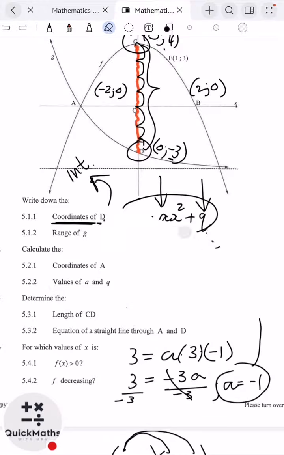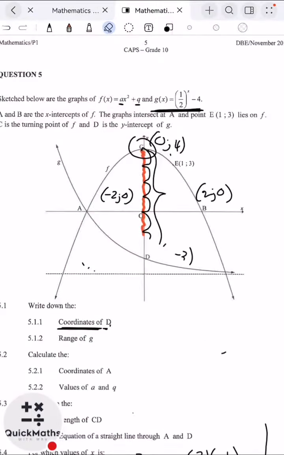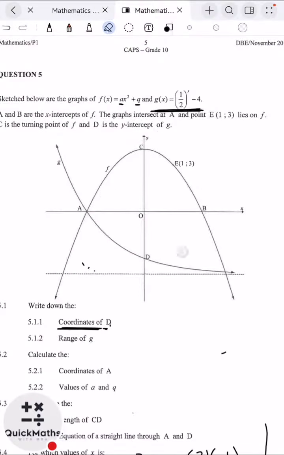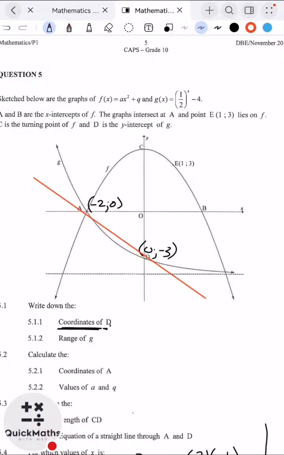Determine the equation of a straight line through AD. Okay, so let's clear. Let's just put some of the information back that we're going to need. So A, we said, was minus 2 and 0, and D was 0 and minus 3. The straight line is somewhere over here. It goes through A and it goes through D, and you need to find the equation of that line.